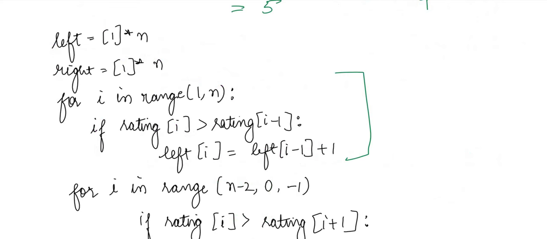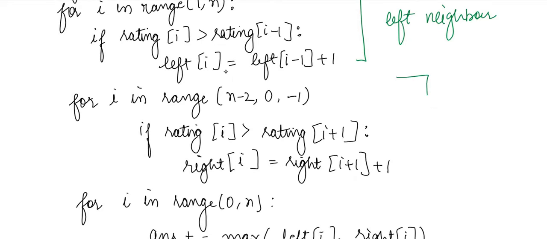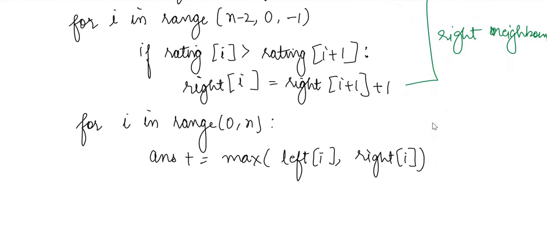Here we are checking left neighbors, whether a number is greater than its left neighbor or not in the ratings array, and here we are checking whether it is greater than its right neighbor or not. So then we are comparing the two arrays, whichever is the maximum value we are adding in the answer result. Correct? So this is what we are doing in this question. Here we are using two different arrays, right and left.